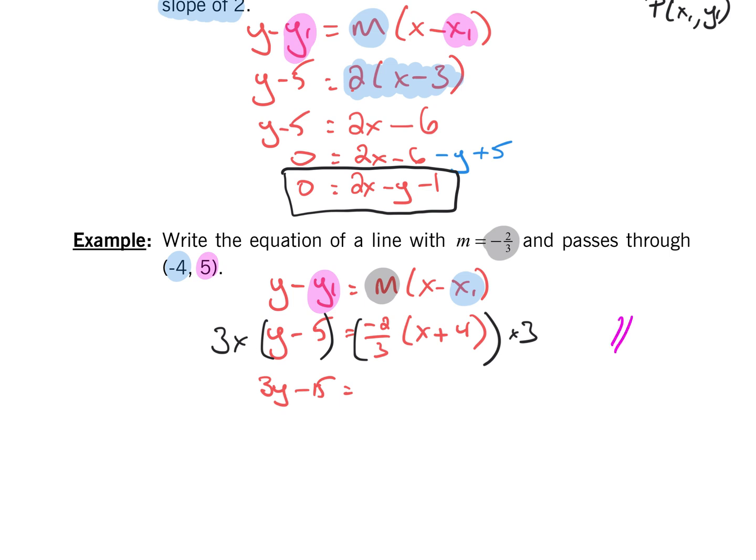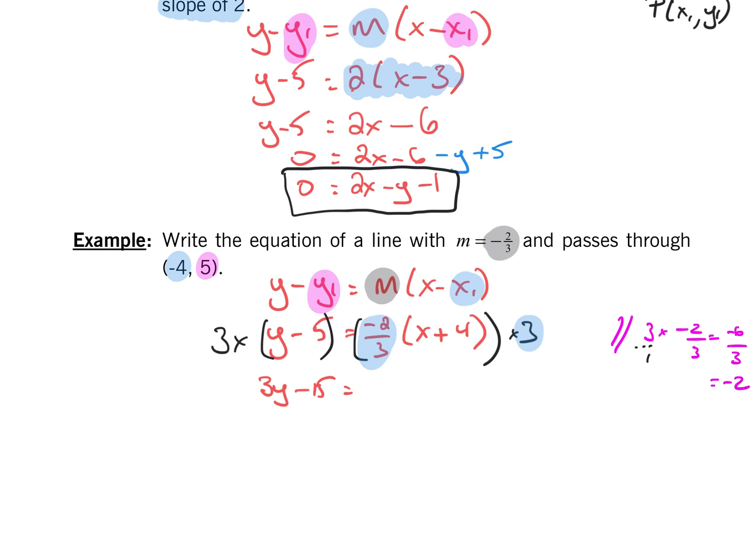On the right side, I want to focus in on the 3 and the negative 2/3. So 3 times -2/3. 3 is just itself over 1. So you end up getting 3 times -2, which is -6 over 3. So you get -6 over 3, which is -2.